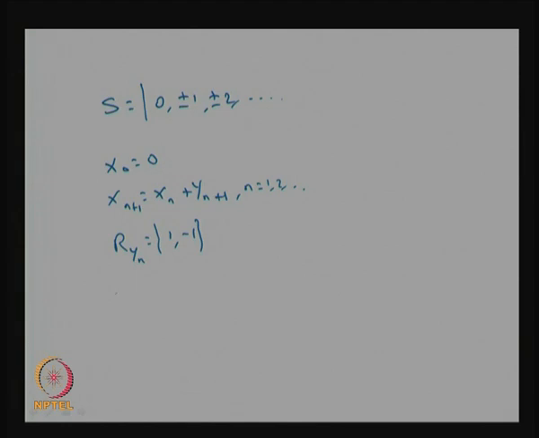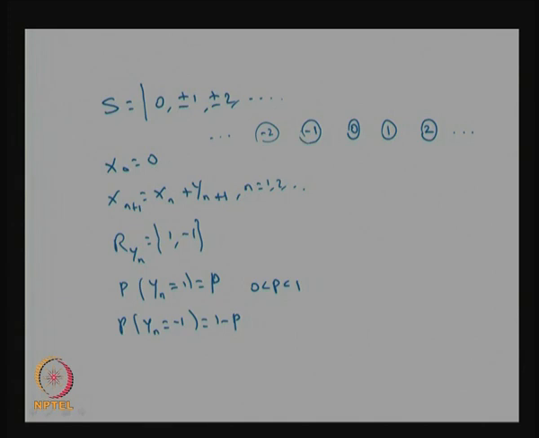Now, the given clue is the probability of Y n takes the value 1 is probability p, and the probability of Y n takes the value minus 1 is 1 minus p, and the probability p lies between 0 to 1. So, using this information you can make a state space, that is going to be 0, 1, 2 and so on, minus 1, minus 2 and so on.